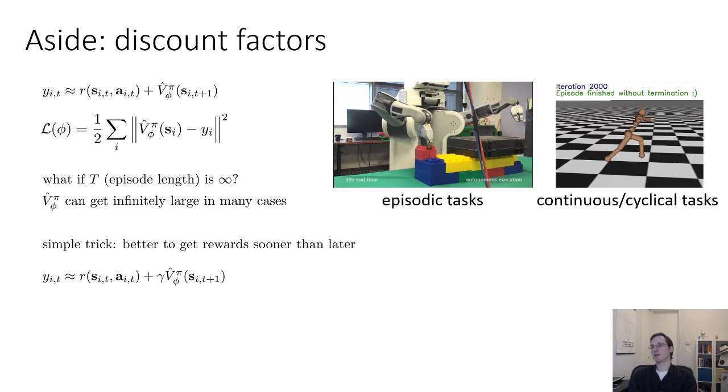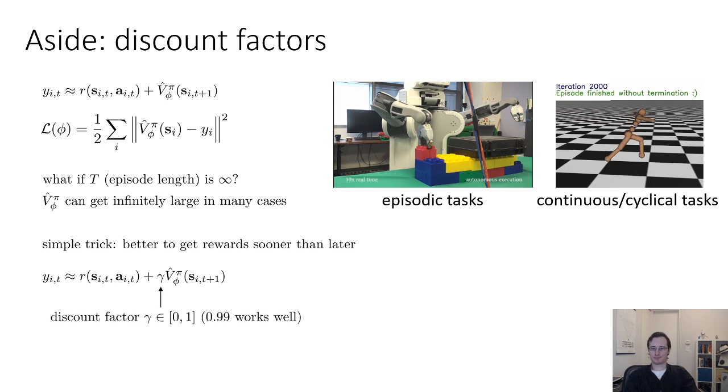And the way we do that is by slightly modifying this target value. Instead of taking the reward and adding the value function, we take the reward and add the value function multiplied by a small constant gamma. And gamma is going to be a number that is close to 1, maybe like 0.9 or 0.99. And that essentially discounts the rewards in the future by a little bit.